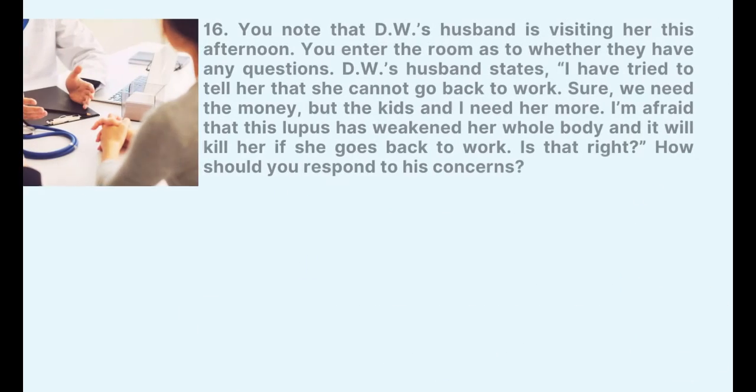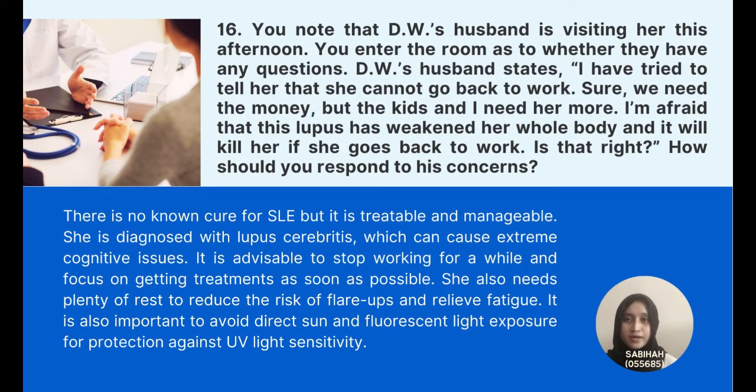Question 16. You note that DW's husband is visiting her this afternoon. You enter the room to ask whether they have any questions. DW's husband states, I have tried to tell her that she cannot go back to work. Sure, we need the money, but the kids and I need her more. I'm afraid that this lupus has weakened her whole body and it will kill her if she goes back to work. Is that right? How should you respond to his concerns?